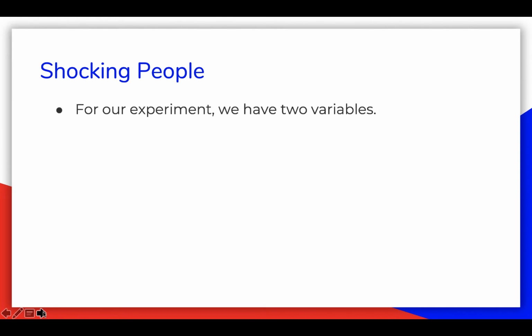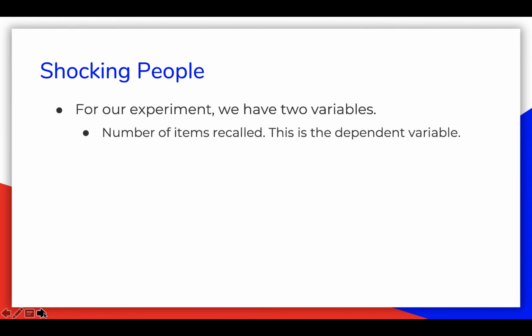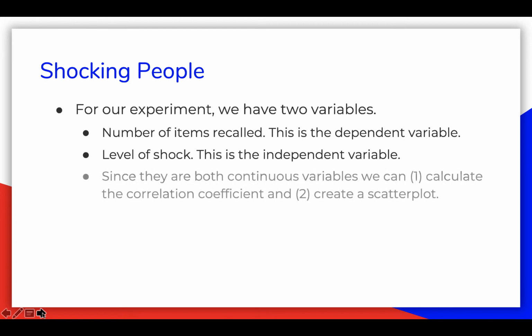So in other words, for our experiment, we have two variables. The number of items recalled of those original 30, that's going to be our dependent variable, and then the level of shock, whether they received 20, 40, 60, 80, 100, 120, 140, or 160, that is going to be our independent variable. And we're interested in how much shock they received and how much it's going to affect what they can recall. Since they are both continuous variables, we can both calculate the correlation coefficient and create a scatter plot.